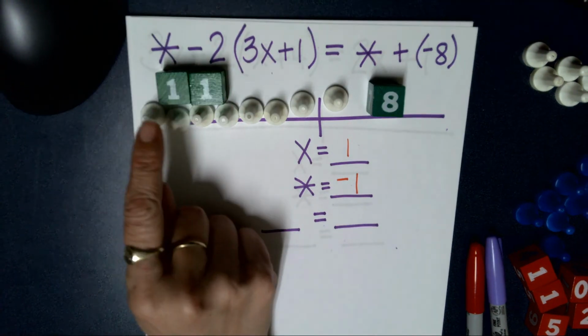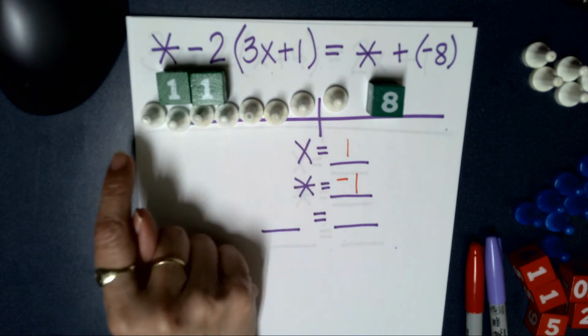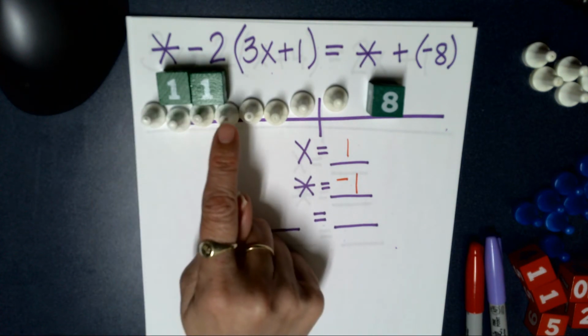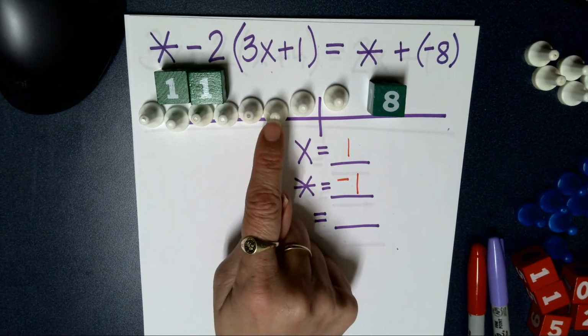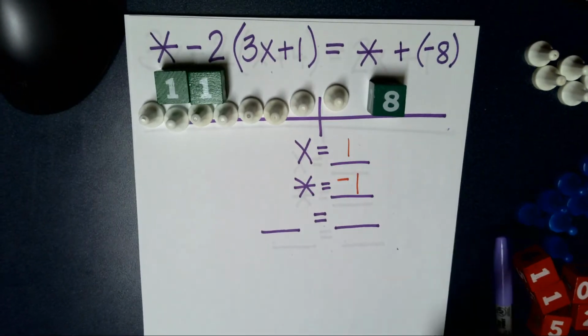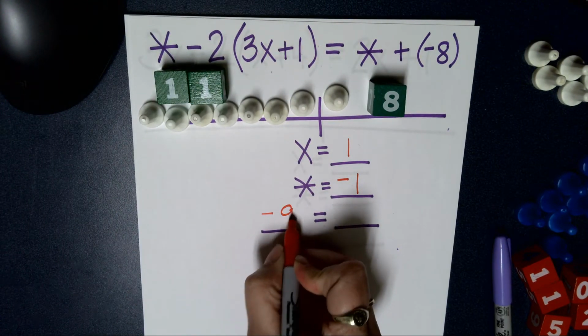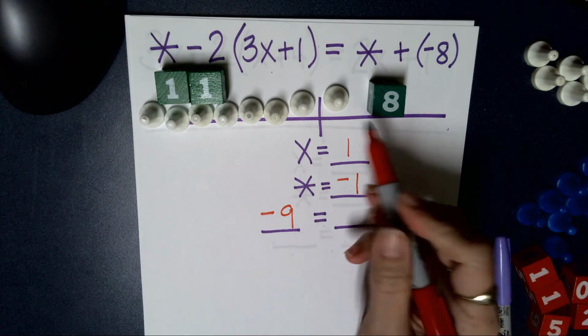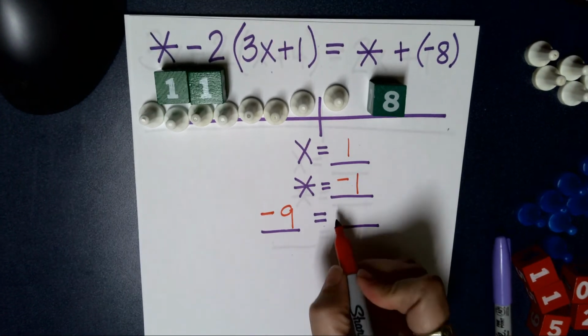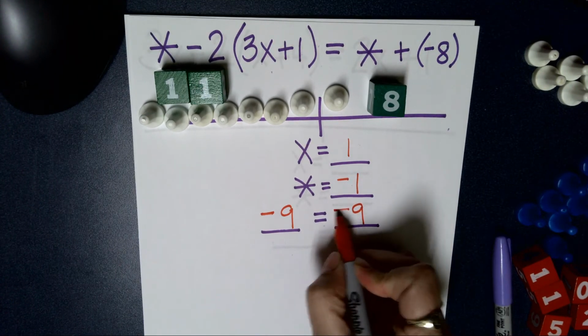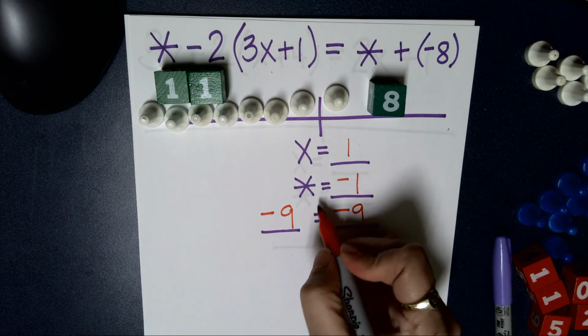We have -1, -2, -3, -4, -5, -6, -7, -8, -9. I have -9 on the left-hand side, and -1 plus -8 is -9. That would be a check.